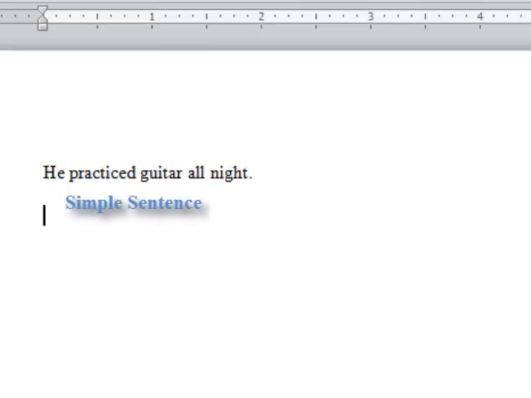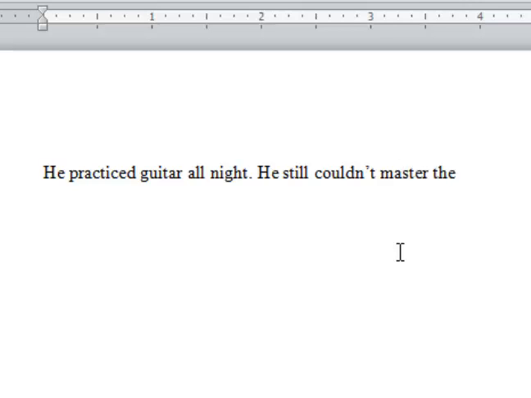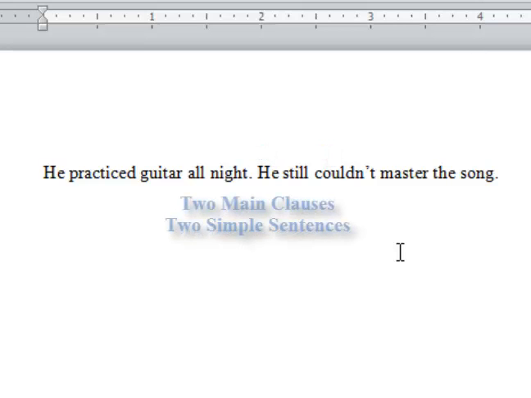Okay, that's a simple sentence. He practiced guitar all night. Subject, verb: he practiced. And practiced guitar all night is called the predicate. Then maybe somebody might say, he still couldn't master the song. That's fine. Subject, verb: he still couldn't, right? So you have two main clauses, two simple sentences.